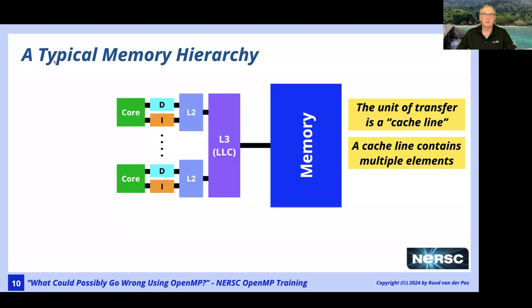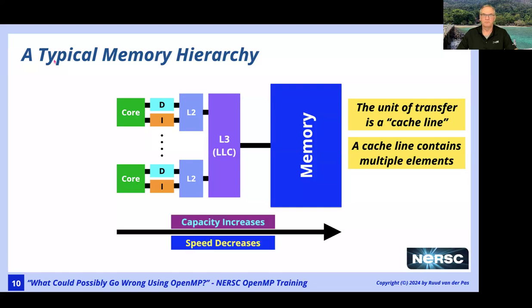You can see the hierarchy here: the L2 is a private cache for that core, and the L3 is a truly shared cache. In that way, this is kind of a template for a modern architecture. The rule is very simple. As you move away from the core, the capacity increases. Level 1 is typically kilobytes, level 2 is megabytes, but the speed also goes down. And the whole trick of optimization is to keep your data close to that core.